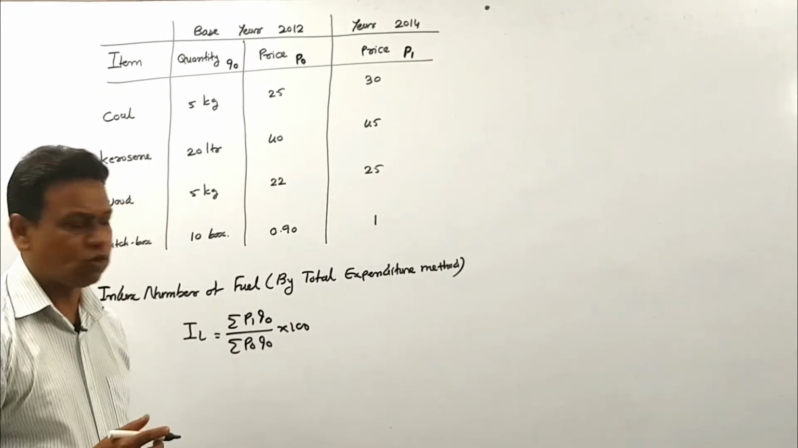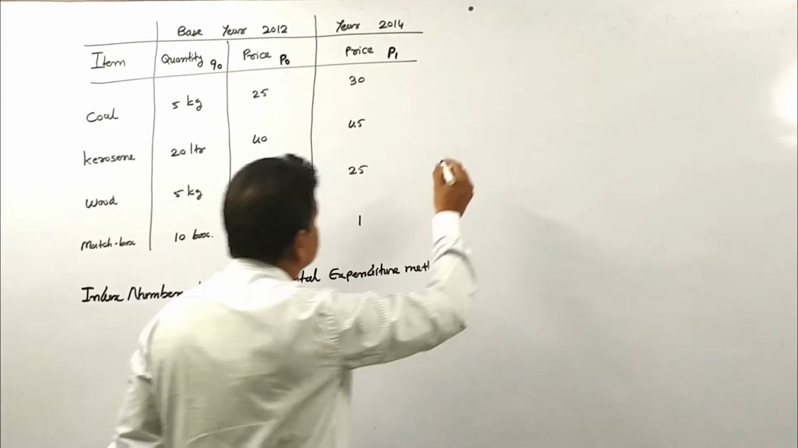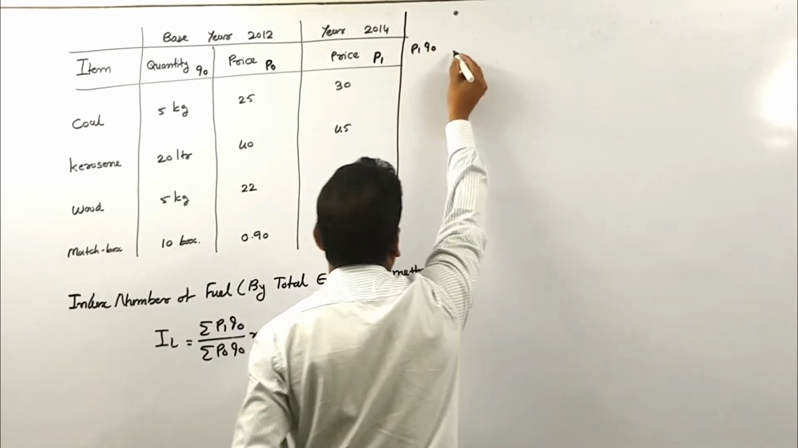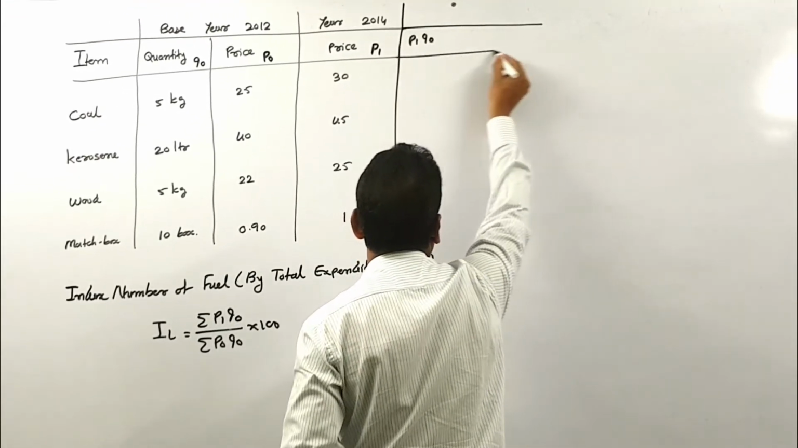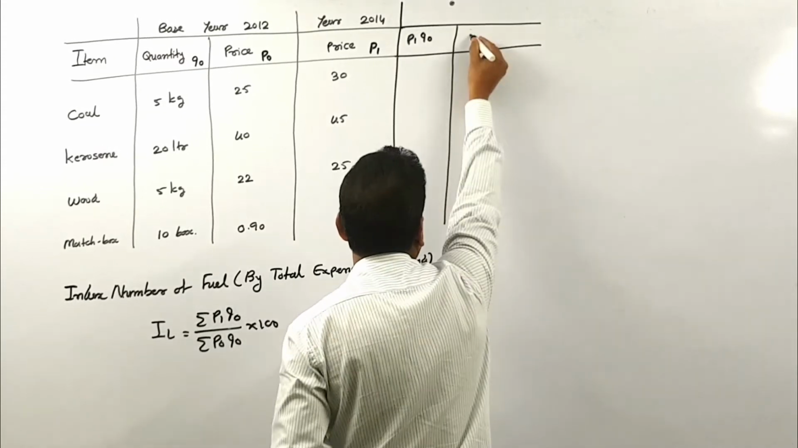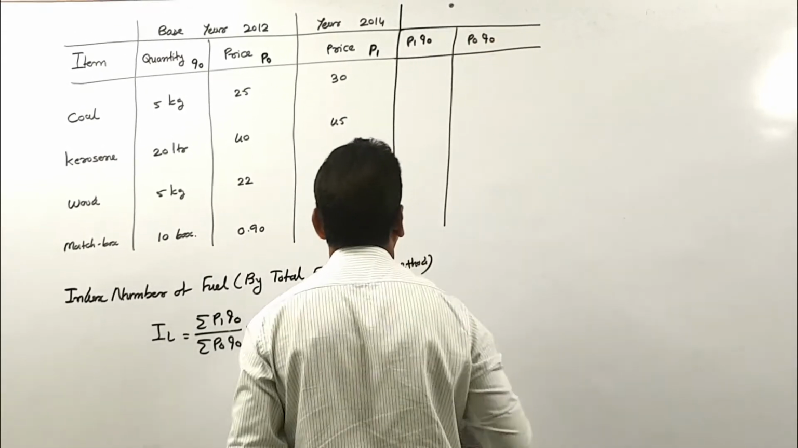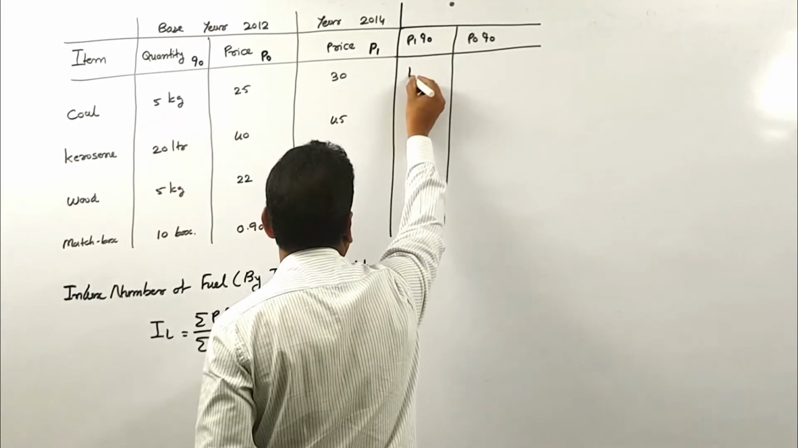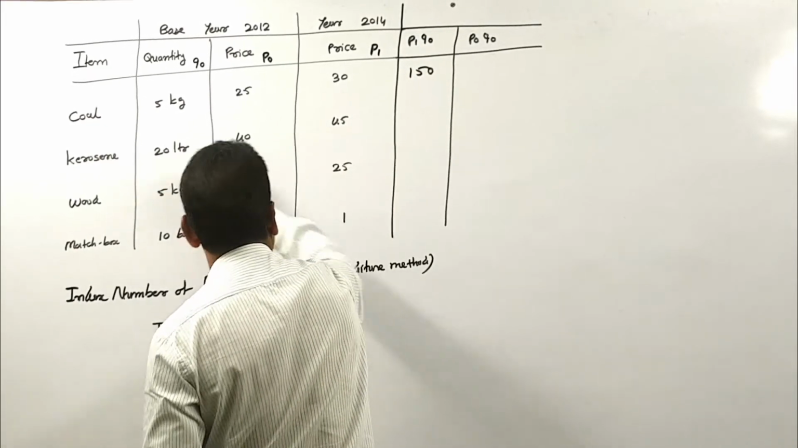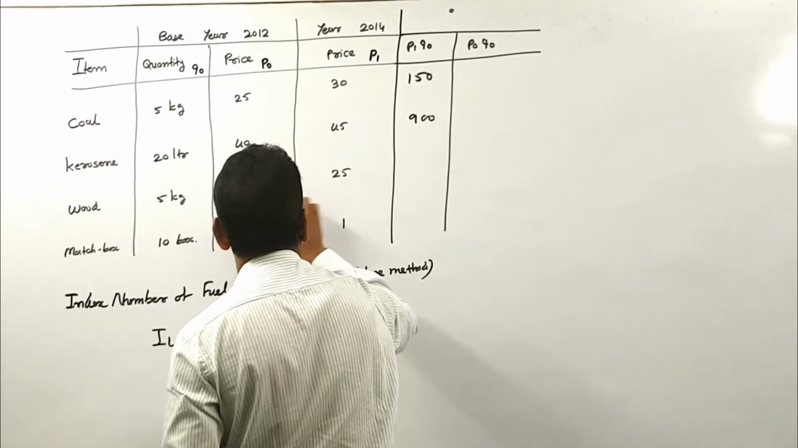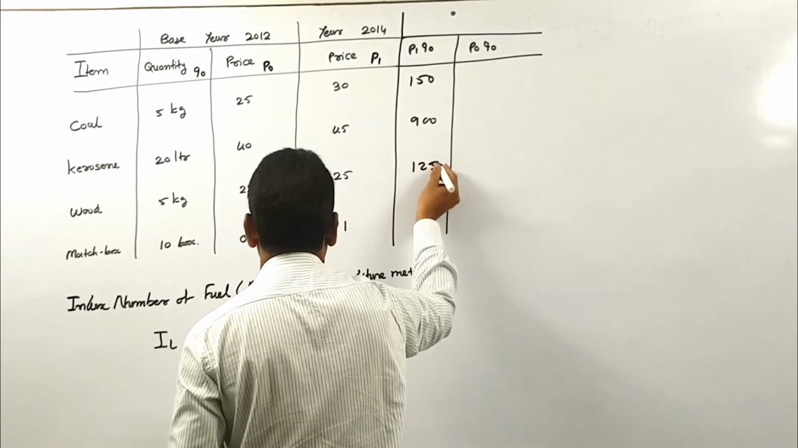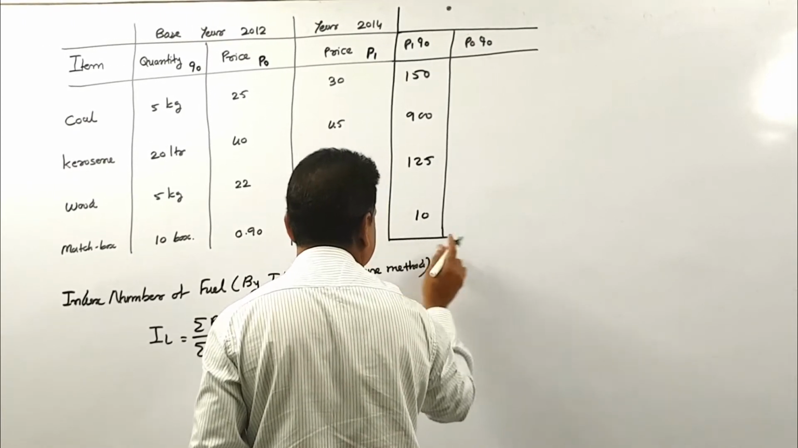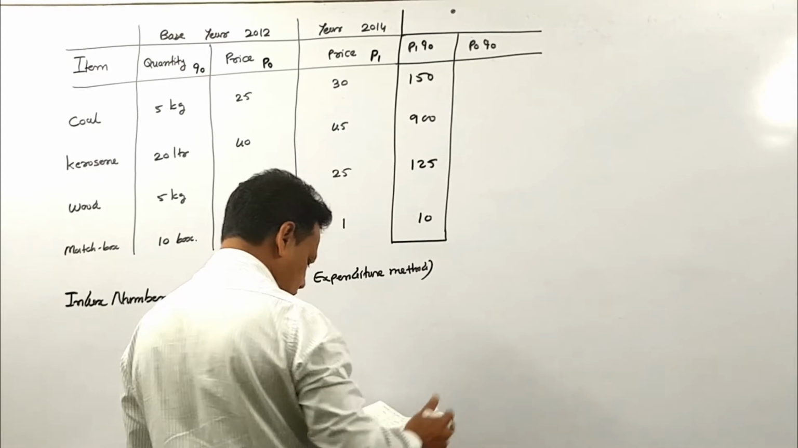And now we need to make two columns. The first one is P1 Q0. So I would like to make here my first column, P1 Q0. Then the other one is also to be prepared, P0 Q0. So now P1 Q0: P1 is 30 into 5, it is 150. 45 into 20, it is 900. 25 into 5, it is 125. 10 into 1, it is 10. Now we need the total of this column, and it is 1185.